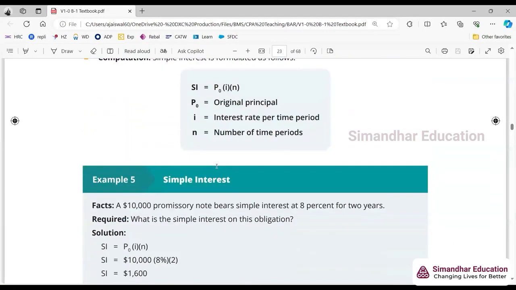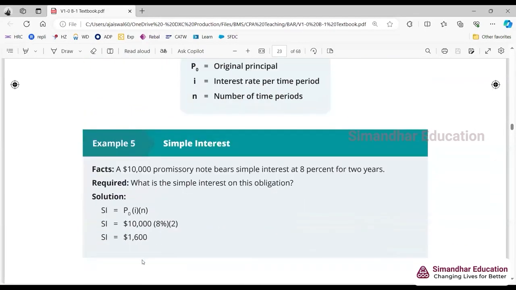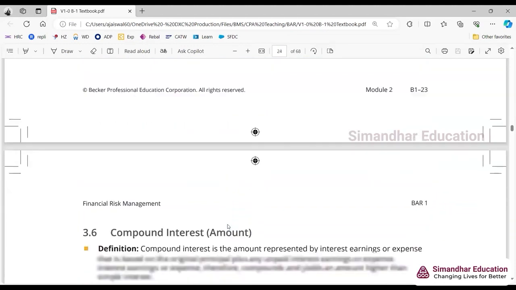Simple interest is very simple. So simply you will take the rate, the principal, and the number of years, and just multiply them. So it's very easy.